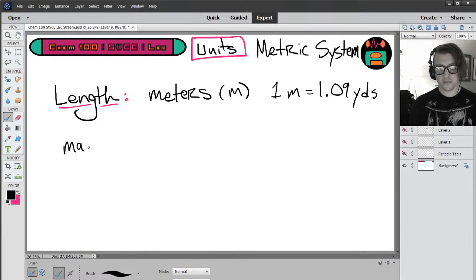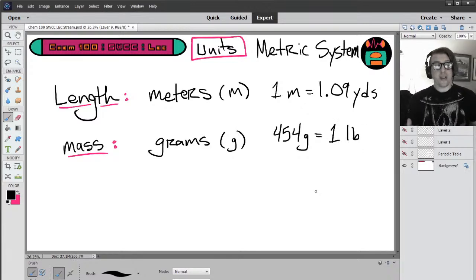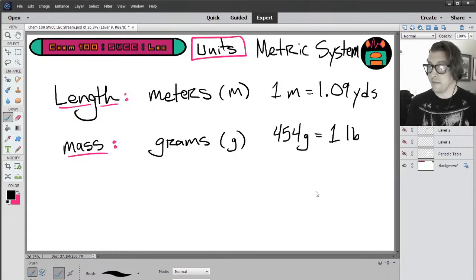Mass in the metric system is measured in grams, which is abbreviated with a lowercase g, and about 454 grams is 1 pound. All right, so a pound of weight is about 454 grams in terms of mass. So that should give you something. So we weigh thousands of grams, right? Is the weight of a normal human.